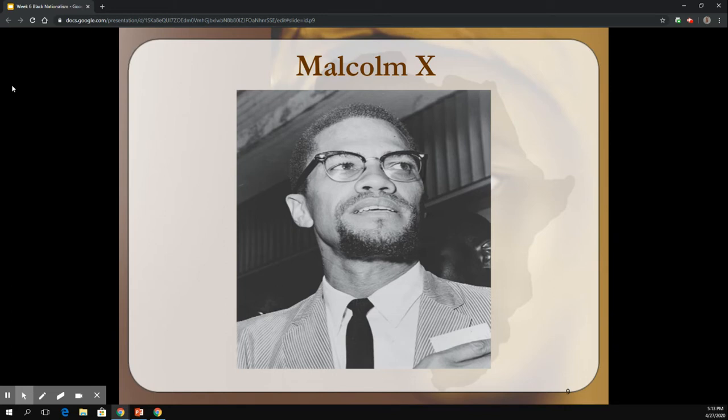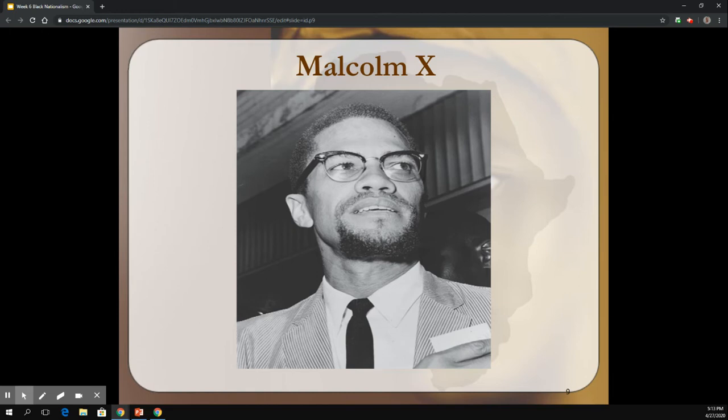Malcolm dropped out of school and went to live with his sister in Boston, Massachusetts, where he resorted to a life of crime. He was arrested for burglary in Boston and sentenced to 10 years in prison. There, he educated himself. He studied and embraced the teachings of Elijah Muhammad, leader of the Nation of Islam. He dropped his last name Little and called himself Malcolm X.